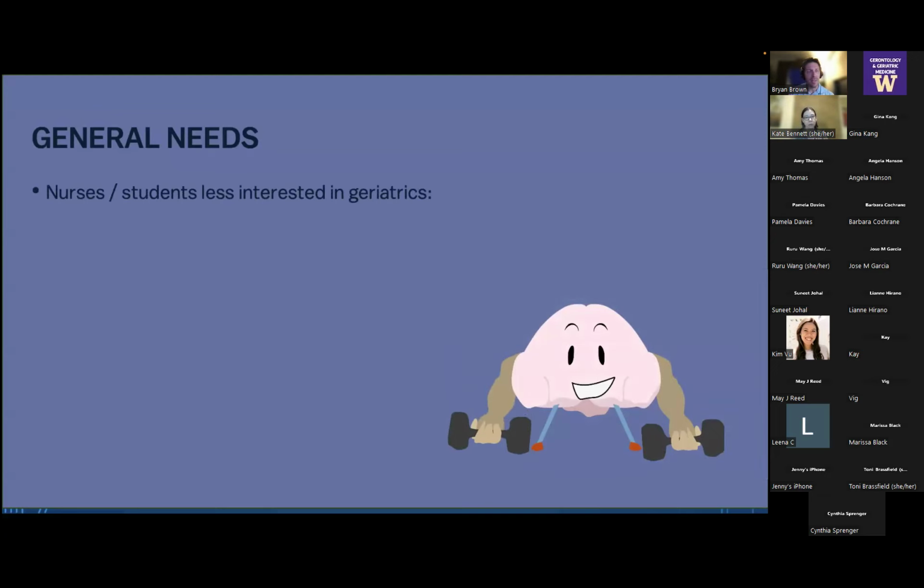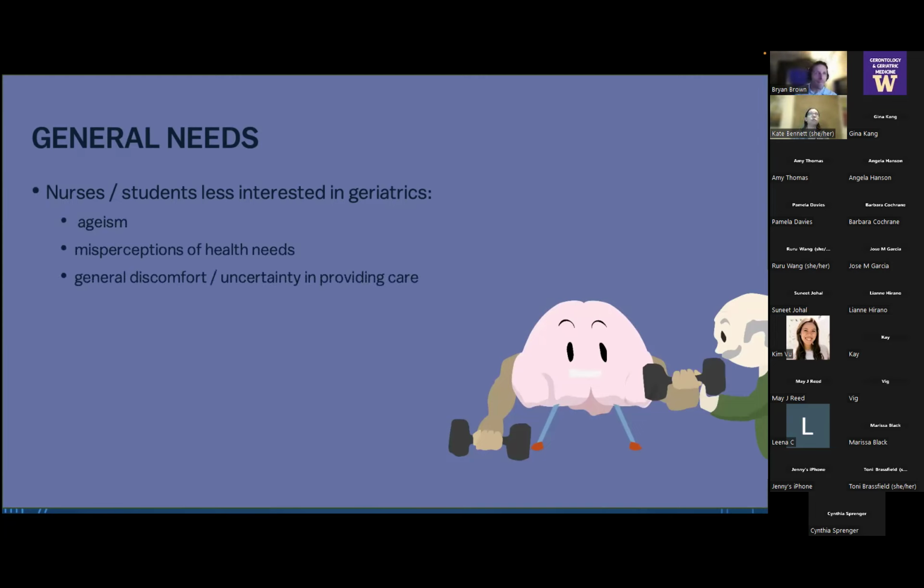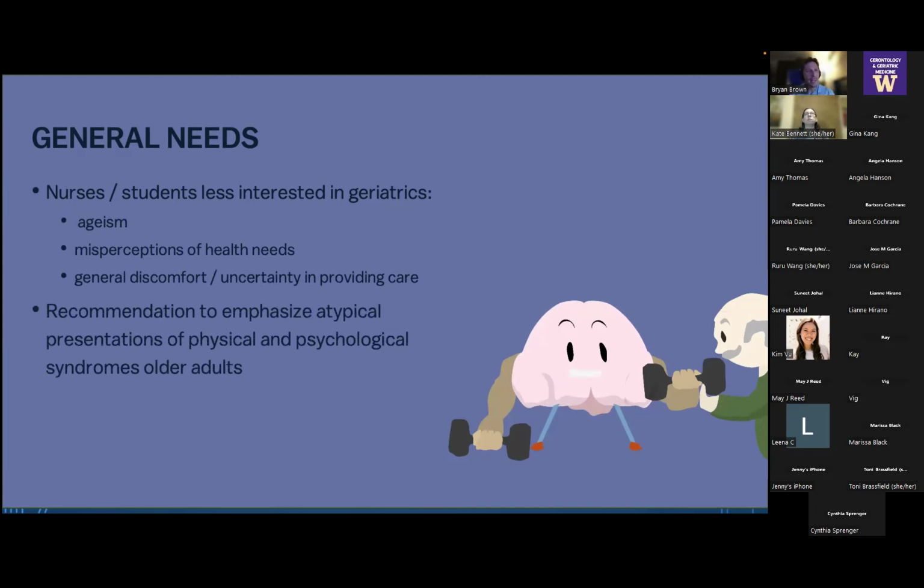Then there's actually been some research done looking at nurses and nursing students and how they feel about geriatrics or care for older adults. What impacts these career decisions? These studies have shown that there is some role for ageism, some misperceptions about their health needs, and a general discomfort and uncertainty in providing care. Also, when they looked at what learners wanted, these nursing students said maybe one thing to emphasize in these curricula should be the atypical presentations of different syndromes in older adults. So the idea of how depression presents differently, how a heart attack presents differently.